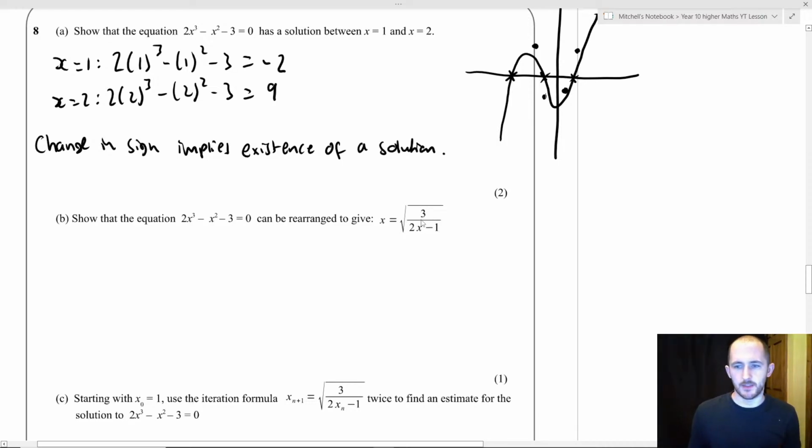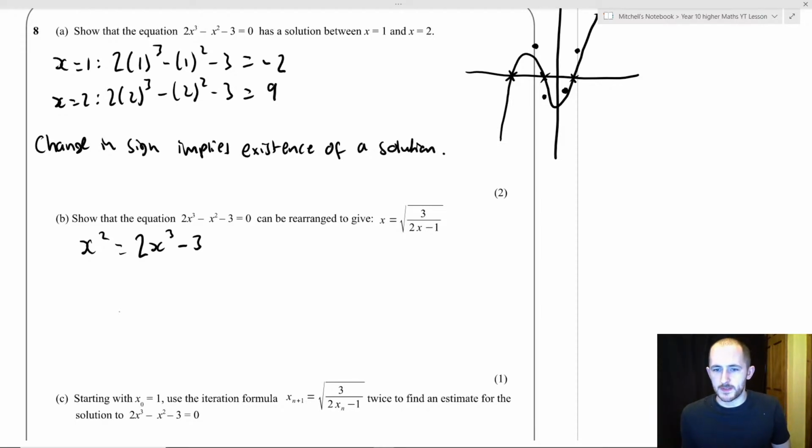Anyways, the 3 is positive, so I need to make that positive somehow. And there's a square root. Okay? So since there's a square root, this thing on this side is going to be the x squared here. So I'm going to move that x squared to the other side. So now I have x squared equals 2x cubed minus 3.